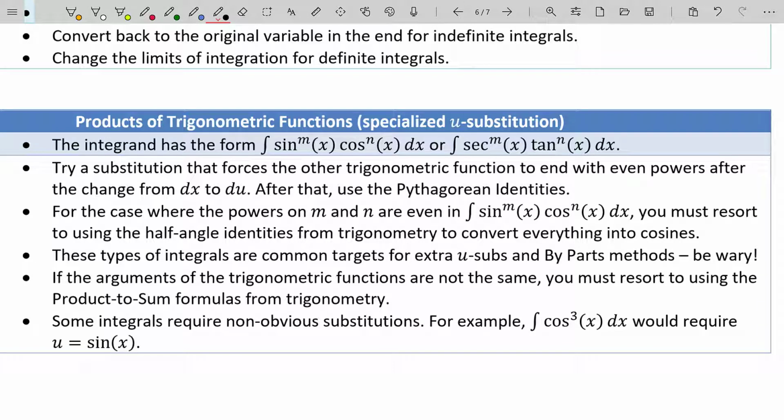But what if both powers on those trig functions are even? And this only pertains to the sine and cosine, by the way, but if they're both even powered, then you got to do the power reduction formulas or the half angle identities.